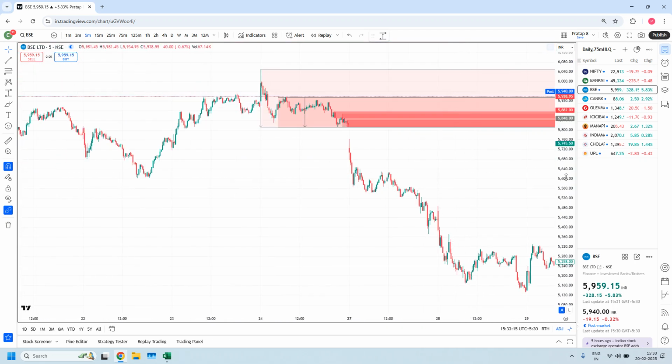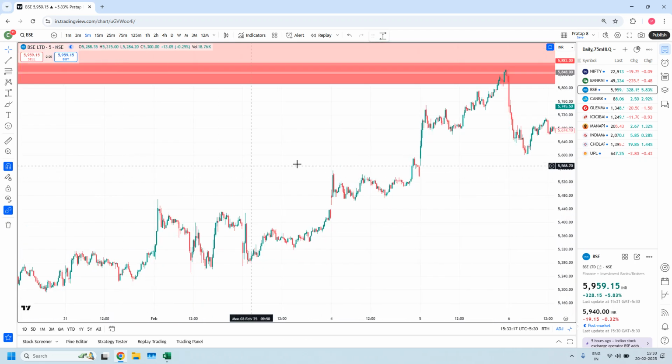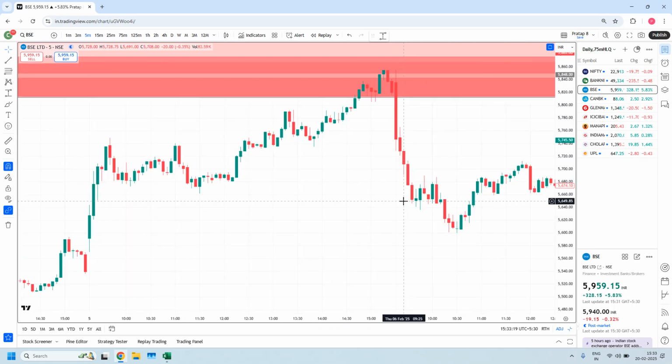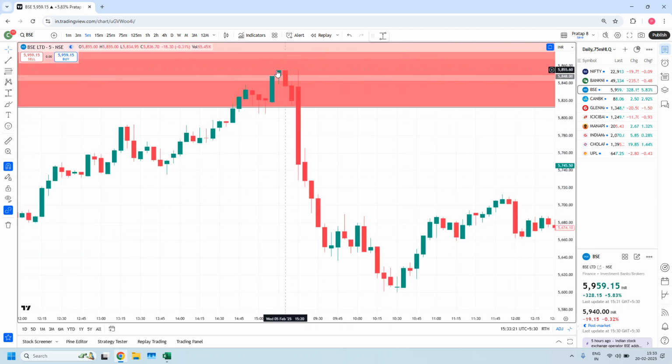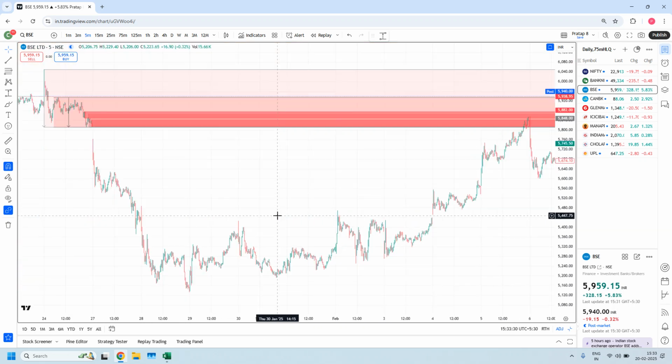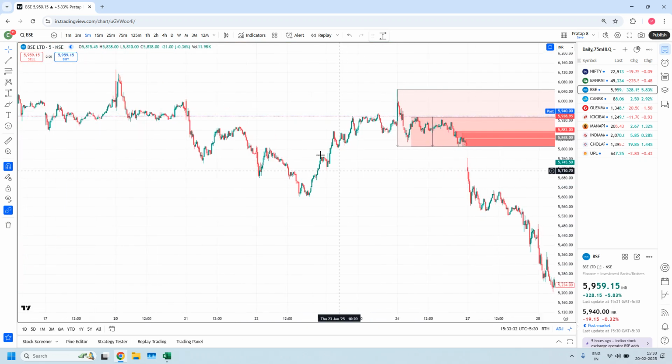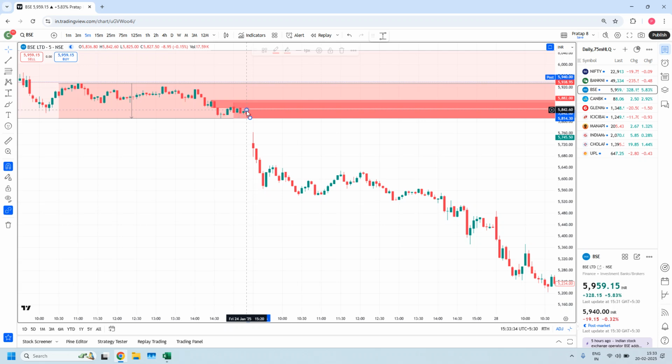Let me show you. That's why I didn't draw, because the zone is gone. See, previously prices picked up the orders from the earlier zone. This zone is completely gone. This 5 minutes candle, it is violated completely. So that is the reason why I am not showing you this zone.